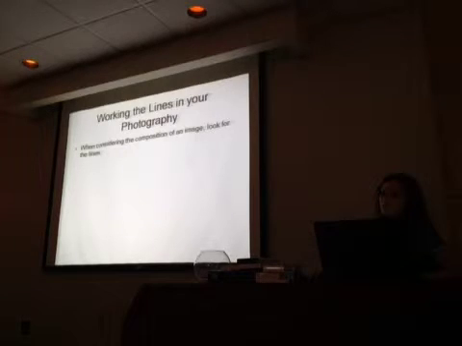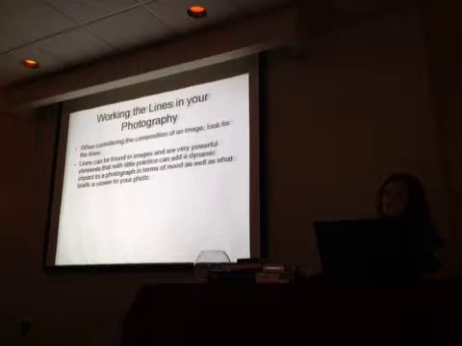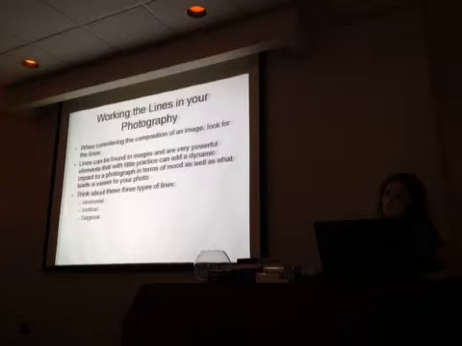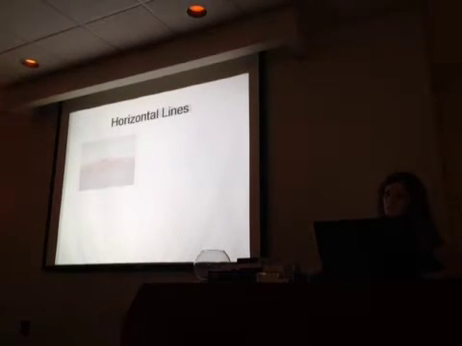When considering the composition of an image, look for the lines. Lines can be found in images that are very powerful elements that with a little practice can add a dynamic impact to a photograph in terms of mood as well as what it leads a viewer to in your photo. Think about these 3 types of lines: horizontal, vertical, and diagonal. Each one has a different image when you frame your shot.